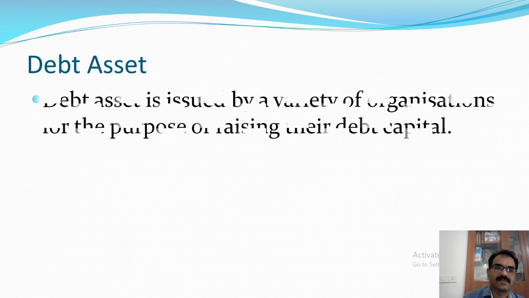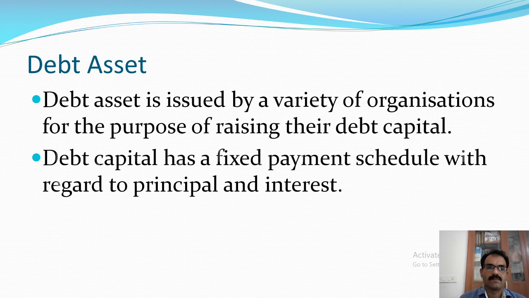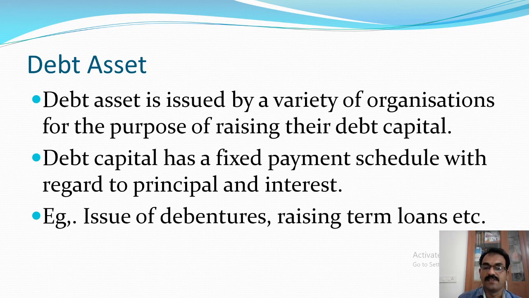Next one is the debt asset. Debt assets are issued by a variety of organizations for the purpose of raising their debt capital. Debt capital has a fixed payment schedule with regard to principal and interest. That means repayment of capital will be made after a fixed period of time, and interest will be paid either half yearly or annually, depending upon the situation. For example, issue of debentures, raising of term loans from banks or financial institutions, etc.